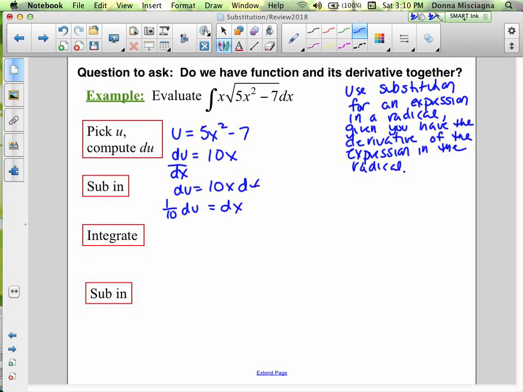So we'll just replace the dx with 1/10 du. Now we can do the substitution. So now we could put the 1/10 outside.